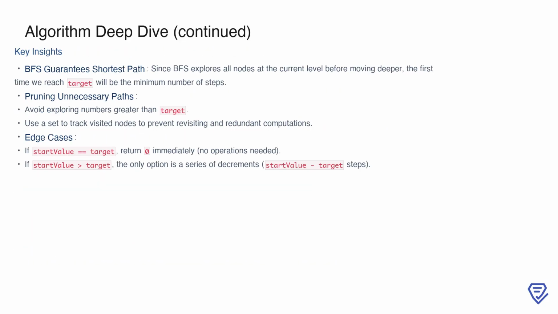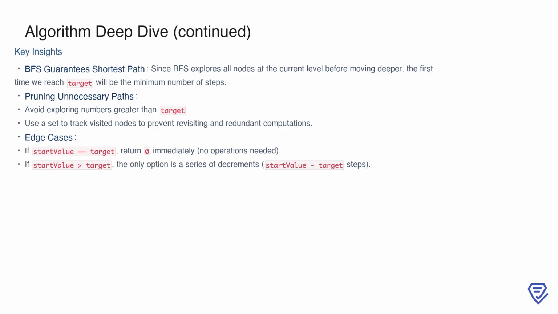There are some important insights to keep in mind when applying BFS to this problem. First, BFS inherently guarantees the shortest path because it processes all nodes at the current step level before moving deeper. This means the first time we reach the target, we've found the minimum number of steps required.